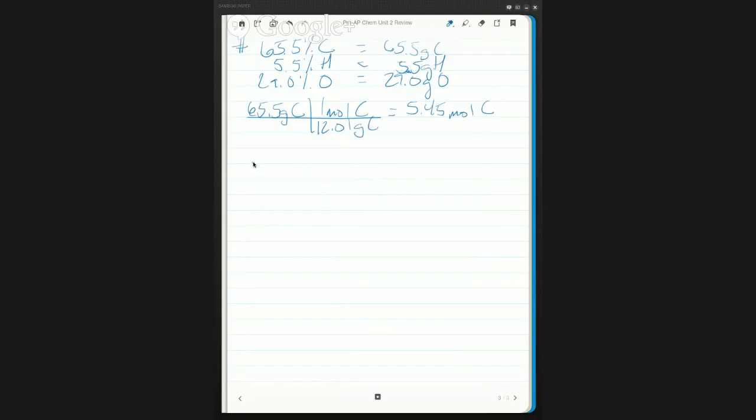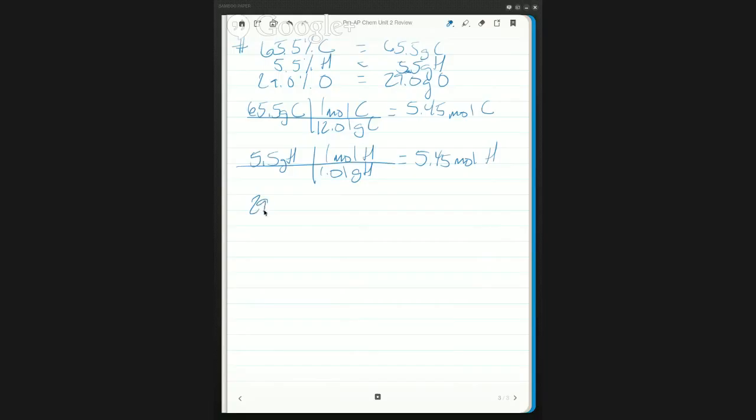Now let's look at our hydrogen. We have 5.5 grams of hydrogen, and we have 1.01 grams of hydrogen on bottom and 1 mole of hydrogen on top. So 5.5 divided by 1.01. And interestingly enough, 5.45 moles of hydrogen. That's very telling.